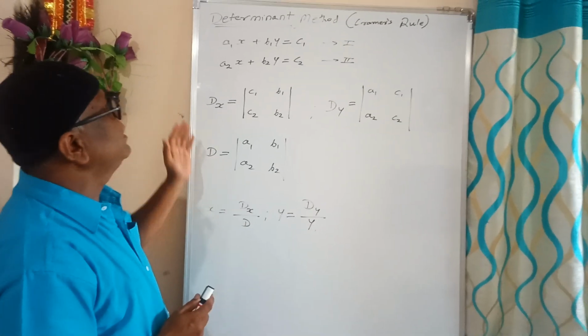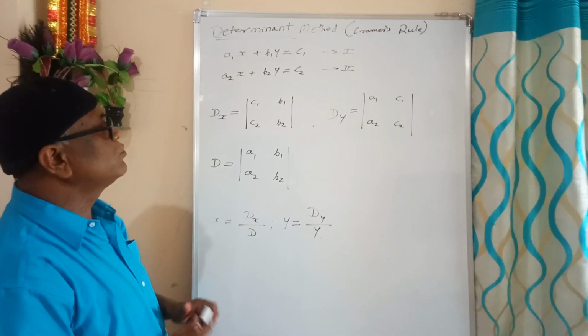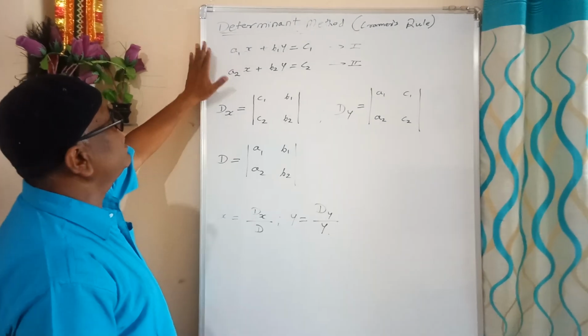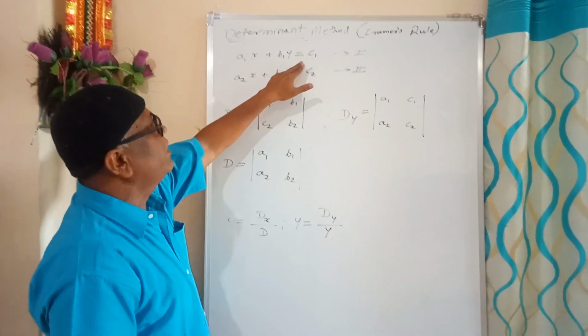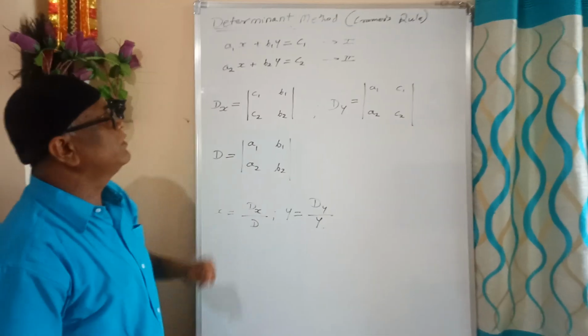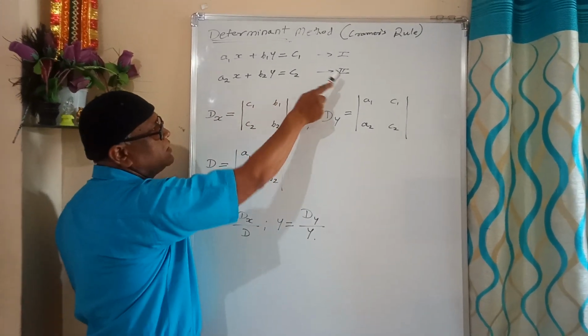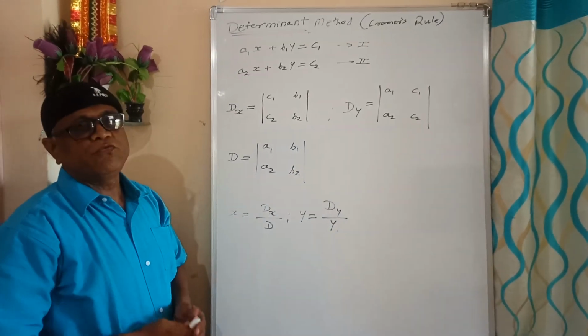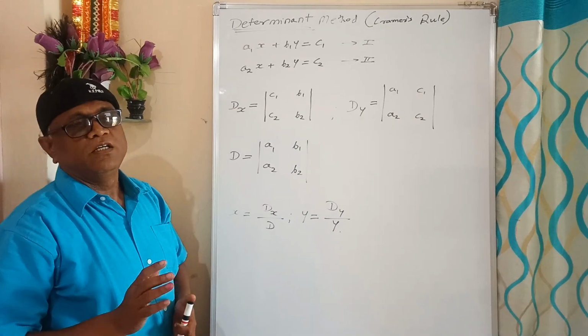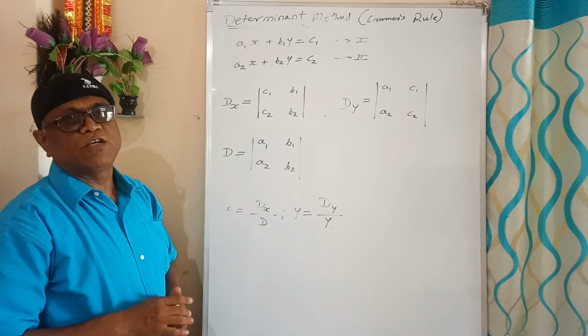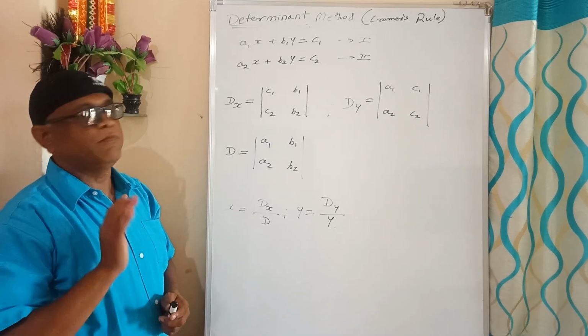Now we are going to see the determinant method, that is Cramer's rule. Here two equations are written: A1x plus B1y is equal to C1, that is equation number 1, and A2x plus B2y is equal to C2, this is equation number 2. Just we are seeing how to solve the simultaneous equations by Cramer's rule.